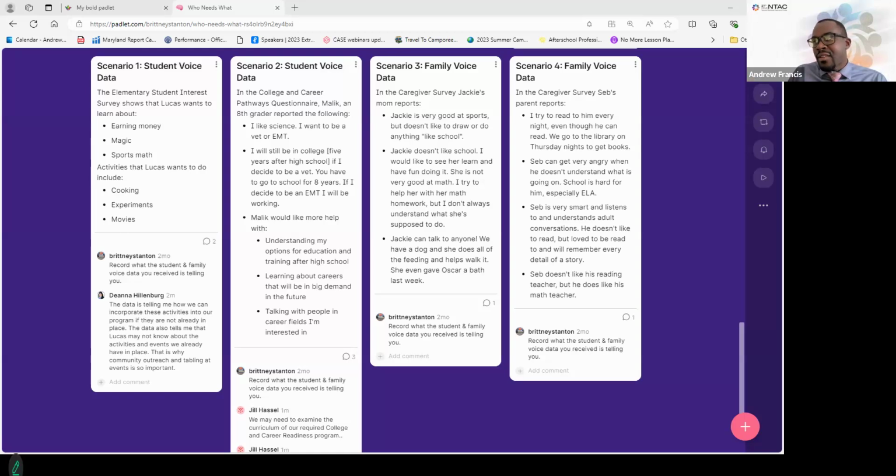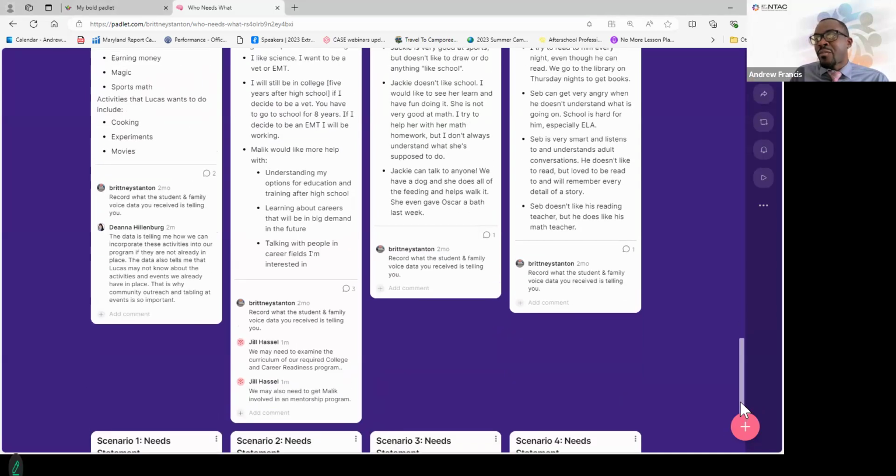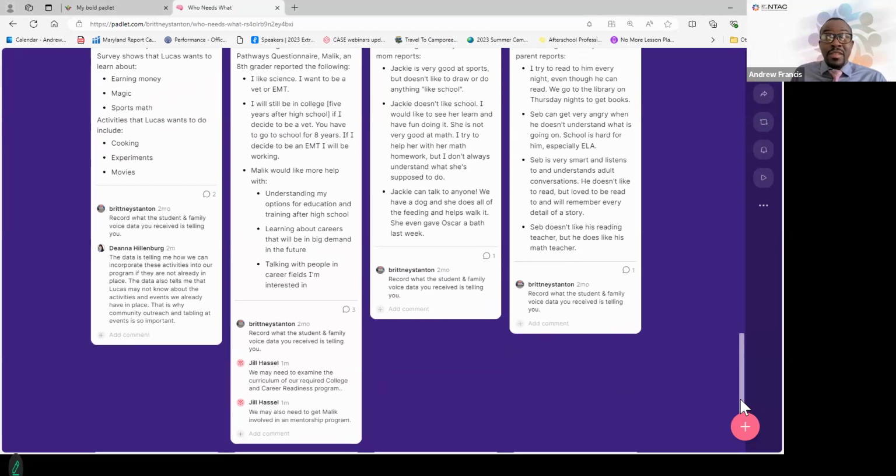But also as Jill is adding, that we need to examine the curriculum of our required college and career readiness program as well, to ensure that it's responsive. And a big question is, as you're saying that, do we have a college and career readiness program? Because many, yeah.